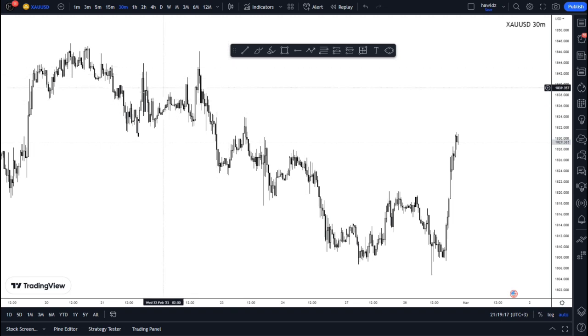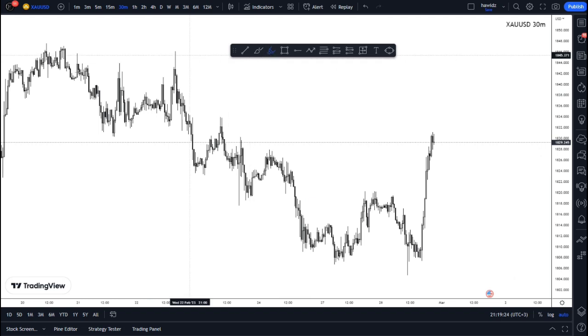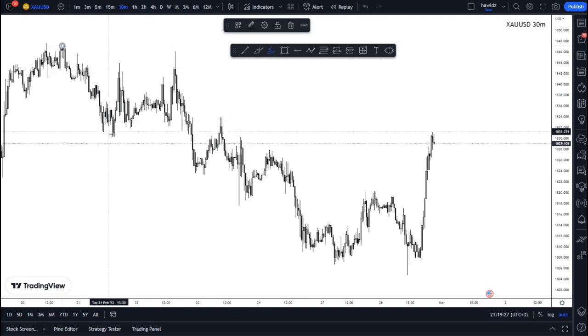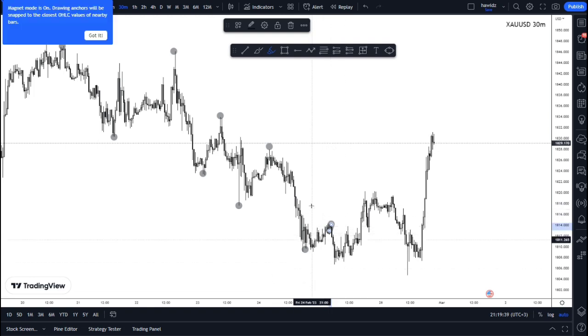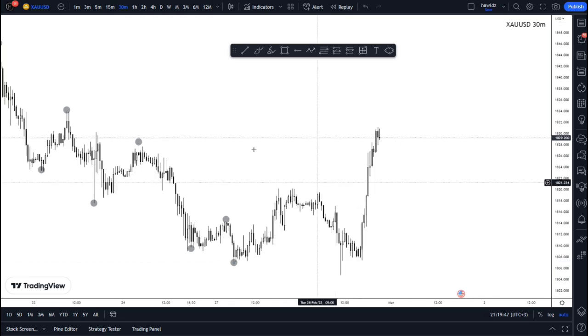We can see that gold has been moving in a quite clear bearish trend. As you can see, price just presented this series of lower low, lower high, lower low, lower high, lower low, lower high, lower low, lower high, and then lower low. Now from here, this is what happened, right?